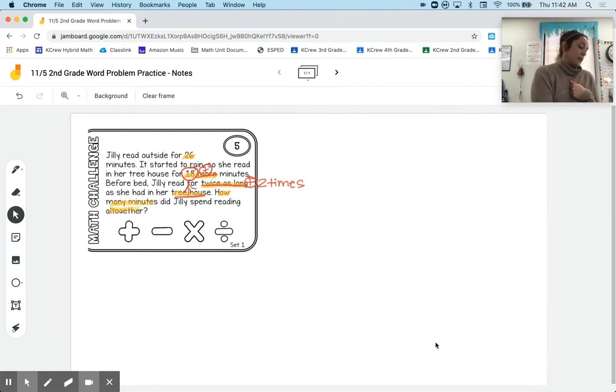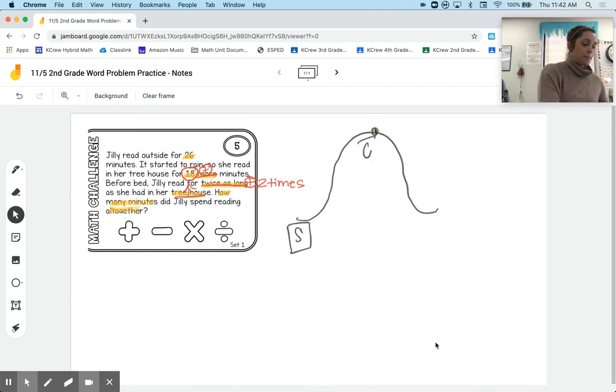Okay, so the first thing that I need to do is make either my story arc or my strip diagram. So I'm going to do both for you. My story arc is going to look like this. This is where I start, this is the changes that happen, and this is the ending. So I start with 26 minutes. I'm going to cross that off so I know that I have it on there.